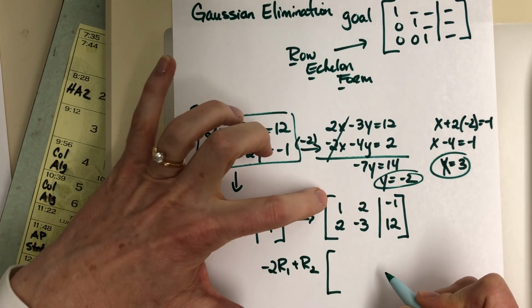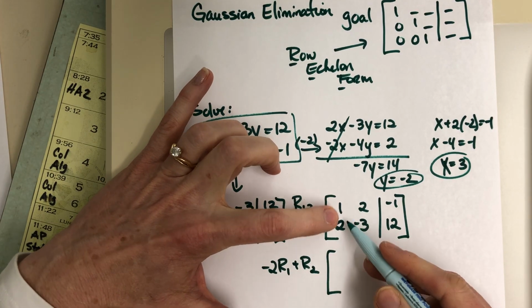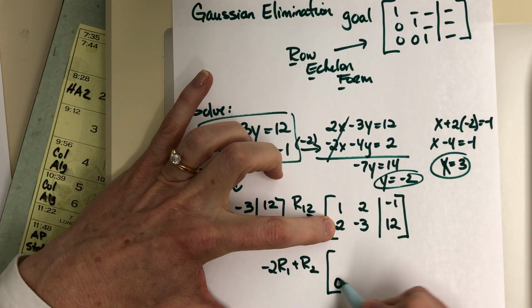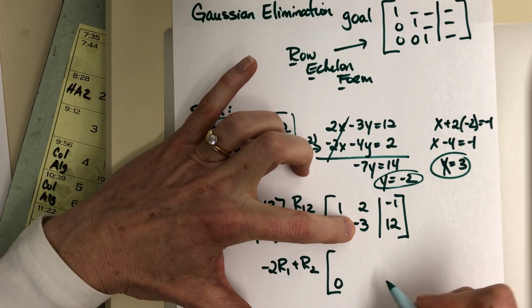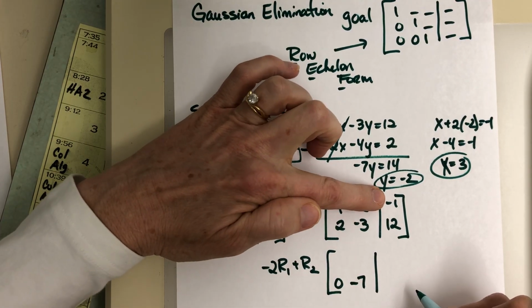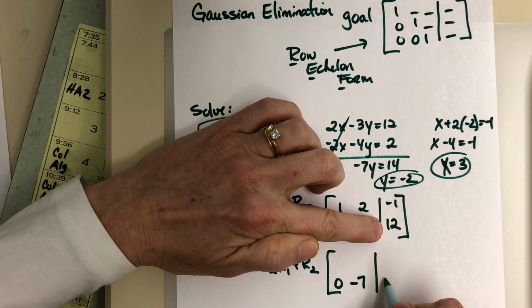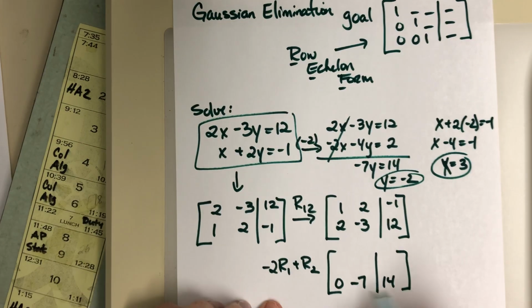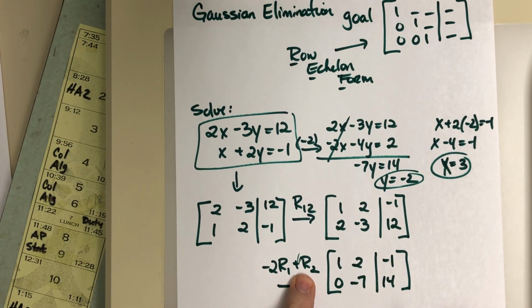So I'm going to take everything in row 1 and multiply it by negative 2. So negative 2 times 1 is negative 2, plus 2 gives me a 0. Negative 2 times 2 is negative 4, plus negative 3 is negative 7. Ooh, nice so far. Negative 2 times negative 1 is 2, plus 12 gives me 14. Okay? Now notice as I did my row operation, this second row is the one that's changing. The first row is not going to change at all. I know that it changes because I wrote that row operation second.